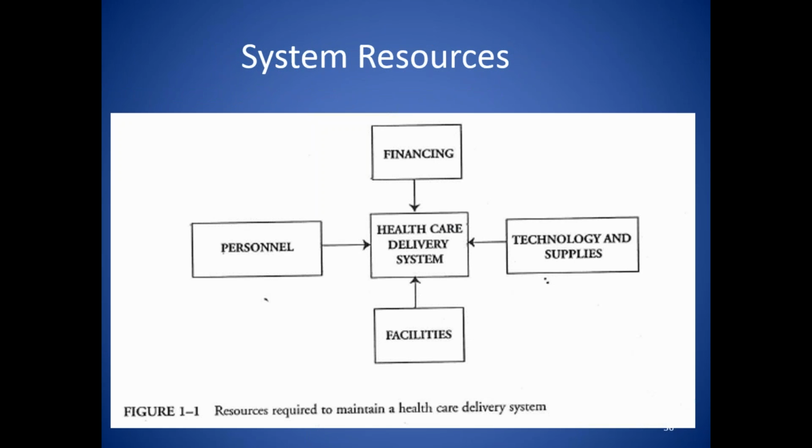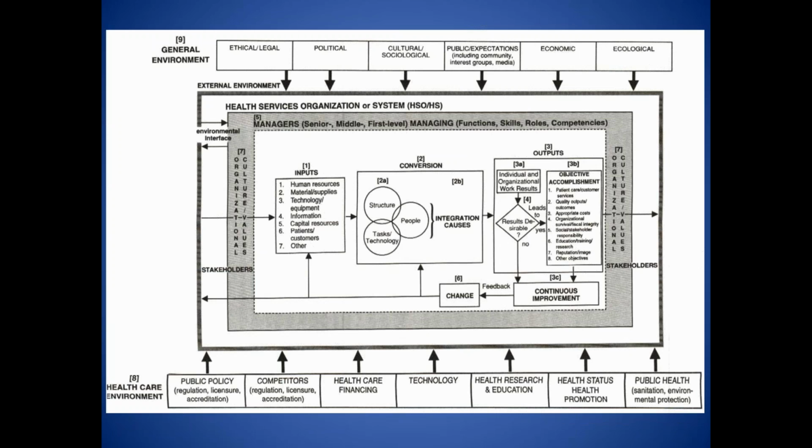A few other ways we can approach the system's thinking in the healthcare system. The system requires financing, it requires human resources personnel, it requires facilities, and obviously it requires technology and supplies. Here's one other model that we can use to look at it. All of the external environmental factors. We have an external environment that's beyond our control in terms of ethics and law, politics, cultural and sociological factors, the public expectations related to the healthcare services we provide, economic and ecological factors. In addition to that, at the bottom of the page, you can see a series of healthcare environmental factors.